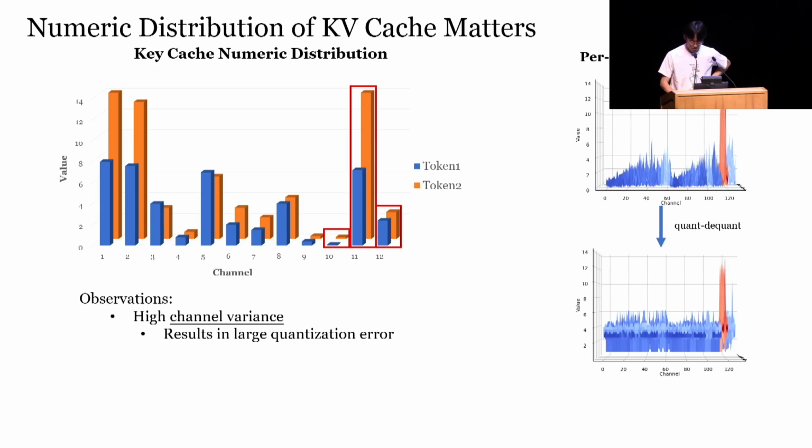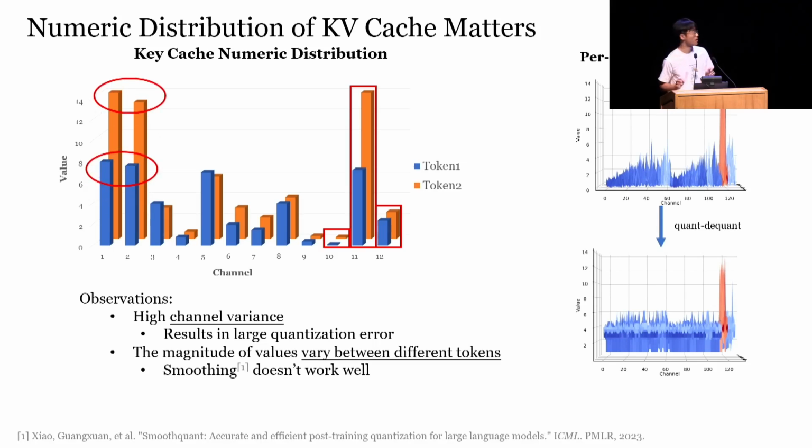One of the solutions to this outlier problem is smoothing, which is proposed in SmoothQuant. It uses a per channel smoothing factor to smooth different channels. However, we also observe that the magnitude of values varies between different tokens. This means that the per channel smoothing factor may shift the numeric distribution of different channels, so that it will lead to performance degradation, especially in extremely low bitwidth quantization.